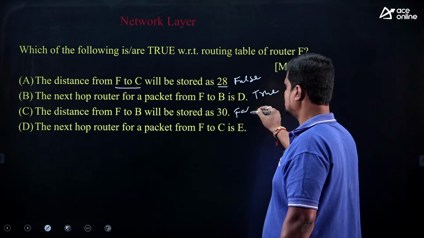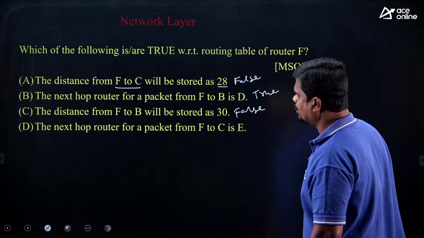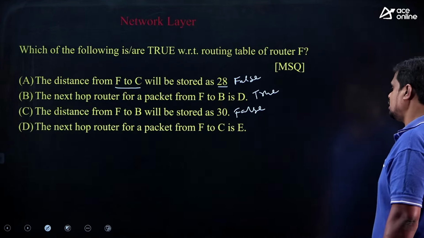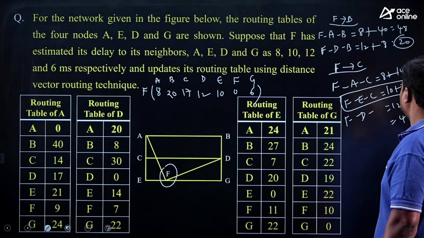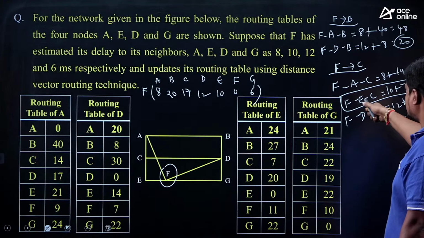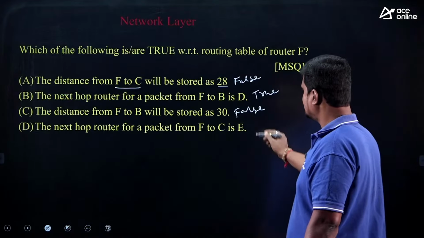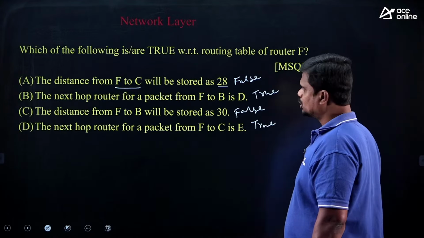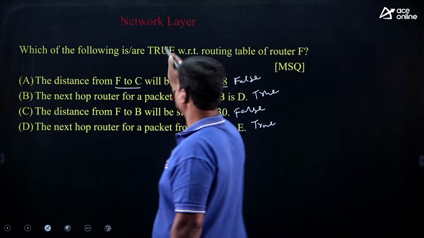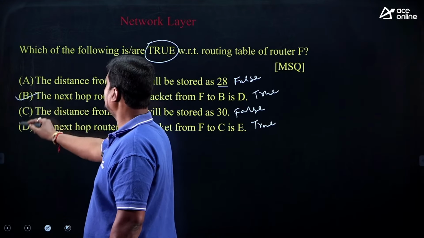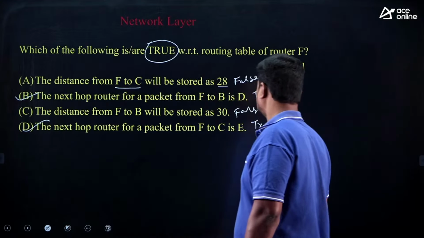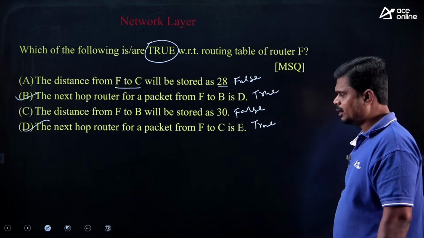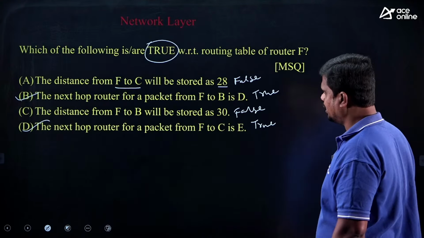This is false. Then, the next hop router for a packet from F to C is E. Yes, because we are having 17. Yes, E. So this is true. So what is the answer for this question? As the question is asking about true statements, B and D. Okay, right. So then coming to the next question.